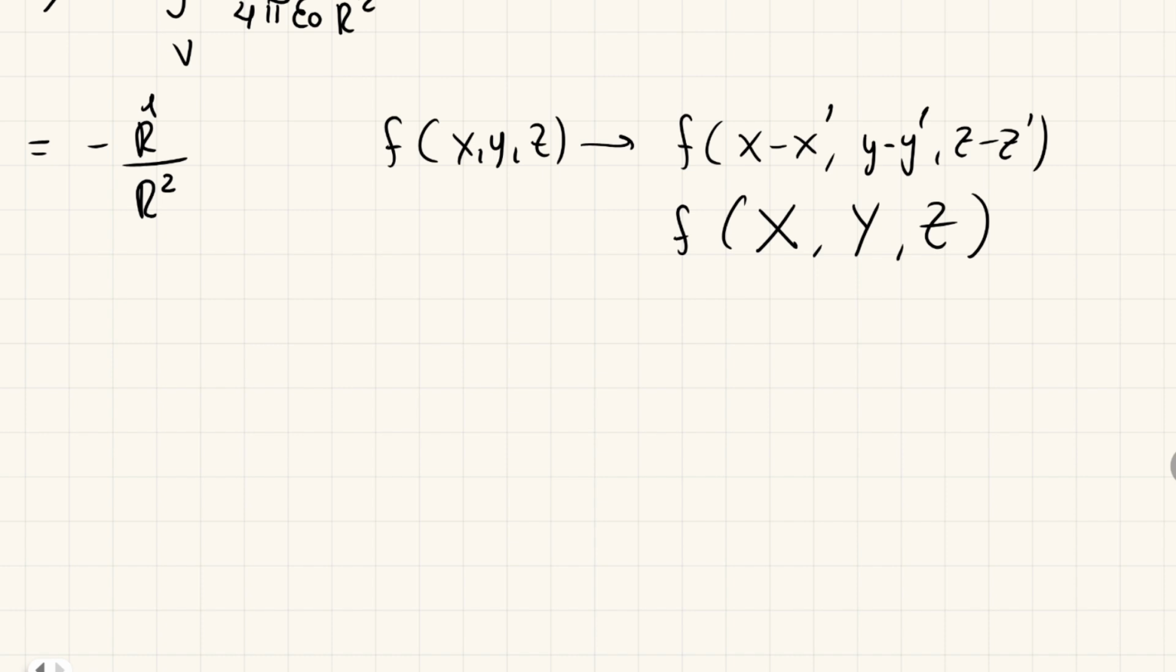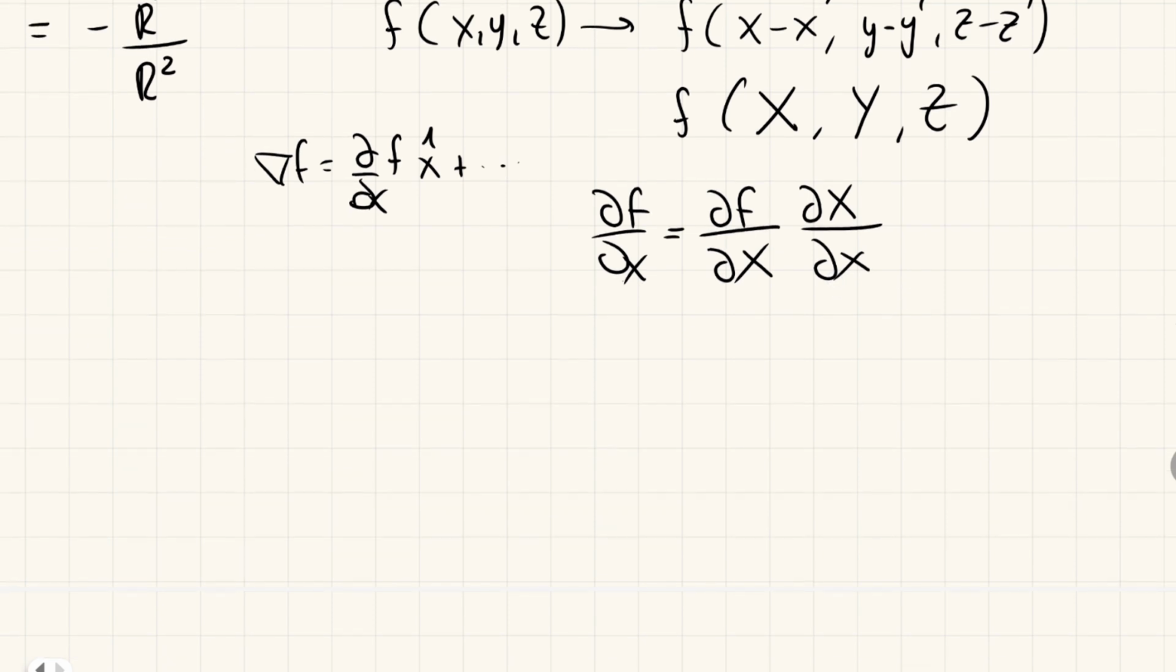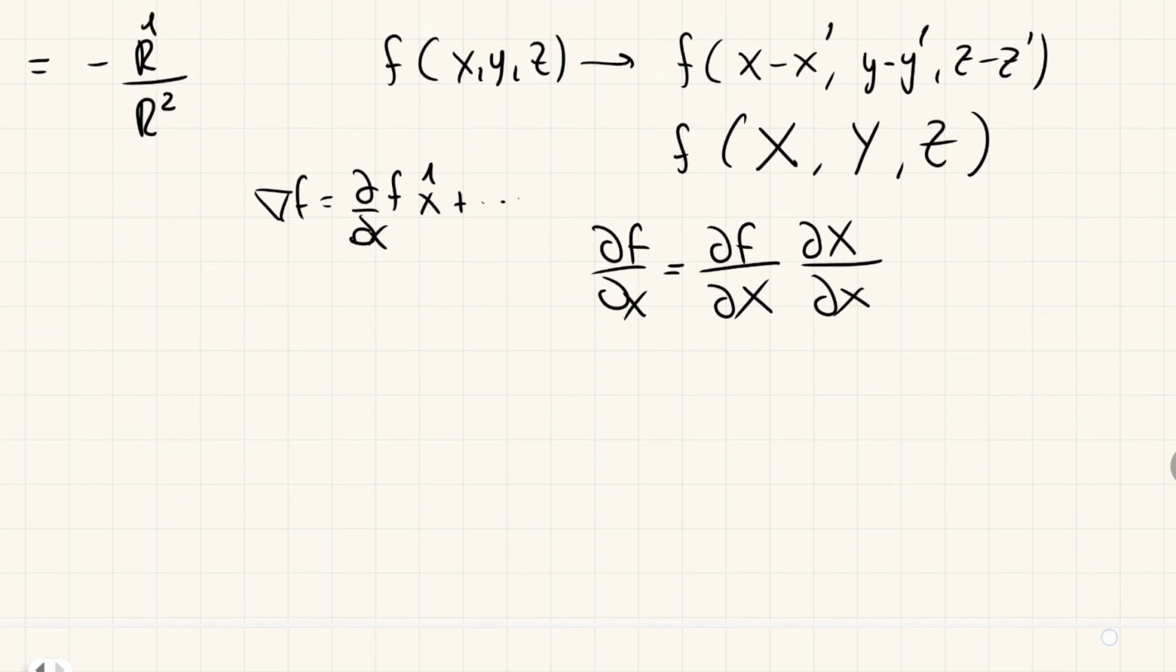So for example, we know that the gradient of f will be the partial with respect to x of f in the x direction, and so on and so forth. So what will be the partial of f with respect to x? It will be the partial of f with respect to uppercase X times the partial of uppercase X with respect to x. But in this case, it's easy to notice that this is 1. So this is just the partial of f with respect to uppercase X.